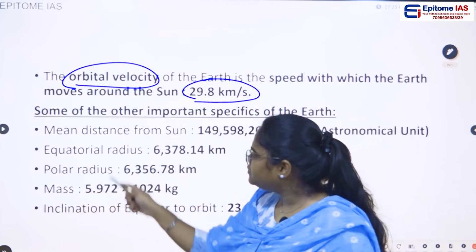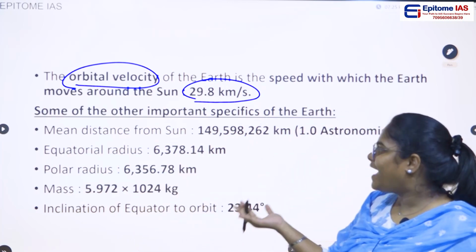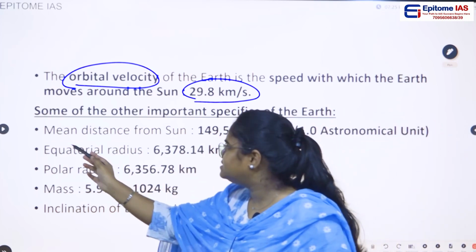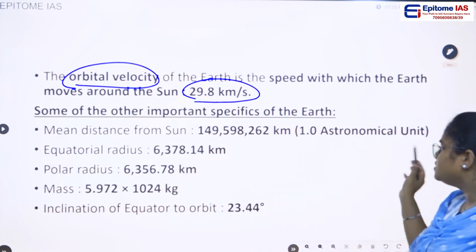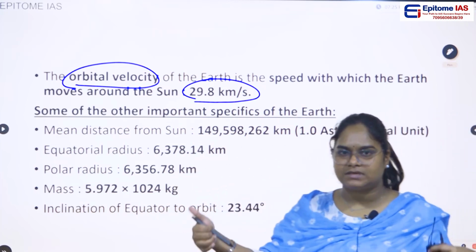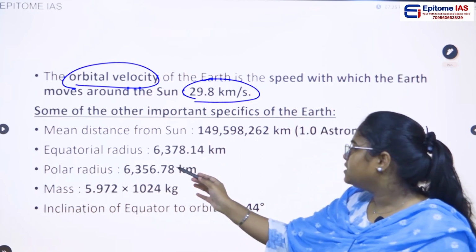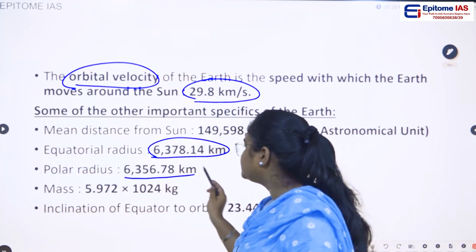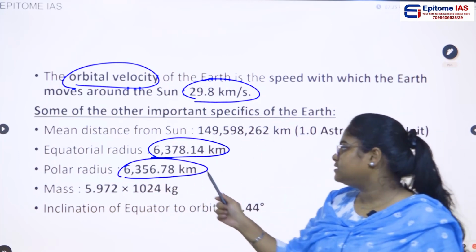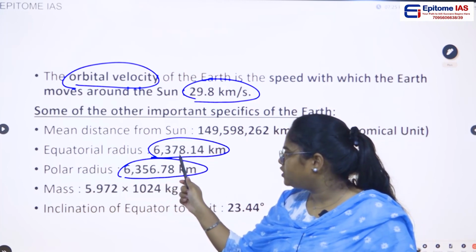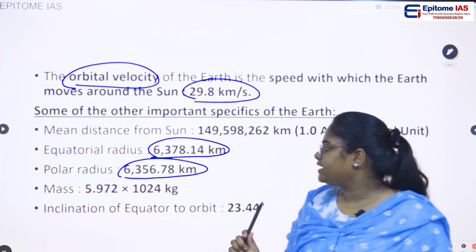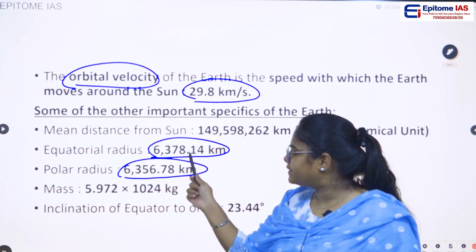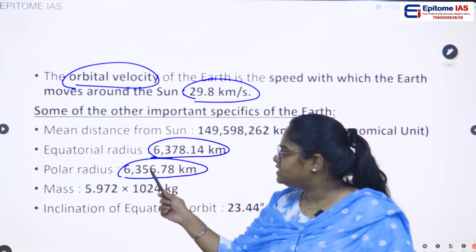Then these are some of the other important facts which are directly related to our Earth. So what are they? First one is the mean distance between the Sun and the Earth. Then the equatorial radius. We have the polar radius. And if you clearly see here, the equatorial radius is somewhat higher compared to the polar radius. This is 6,378, but the polar radius is 6,356.